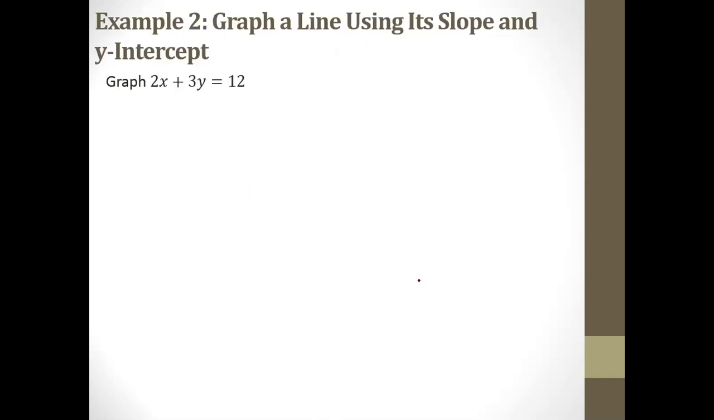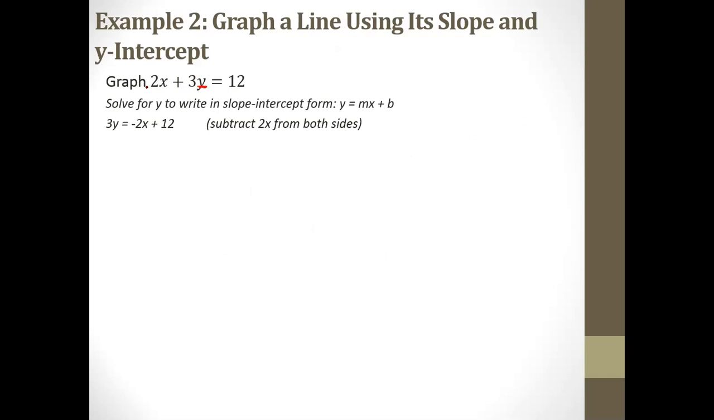All right, let's look at the second example. If we're asked to graph this line using the slope and the y-intercept, notice we don't have y by itself on the left side of the equal sign. Therefore, we have to solve for y first. We need to get y by itself. So we're going to subtract 2x from both sides of the equation first. Minus 2x on the left, minus 2x on the right. That cancels the 2x on the left side of the equal sign, leaving 3y. And on the right side of the equal sign, we have negative 2x plus 12.